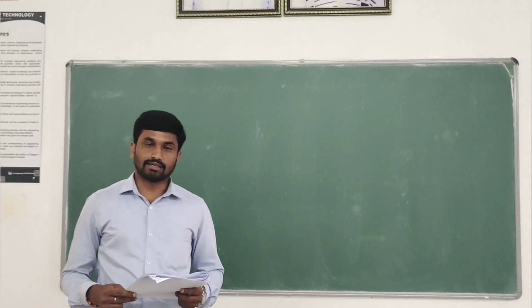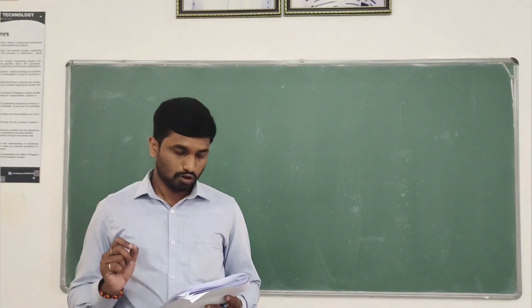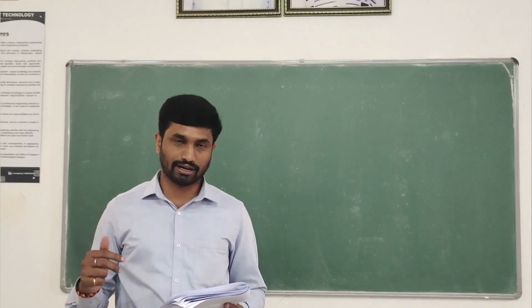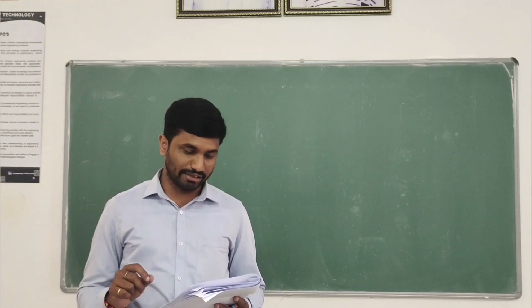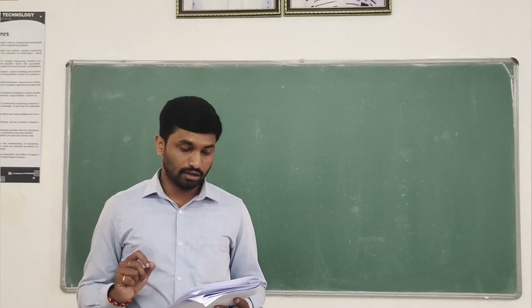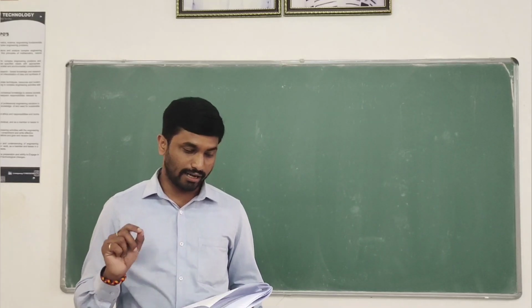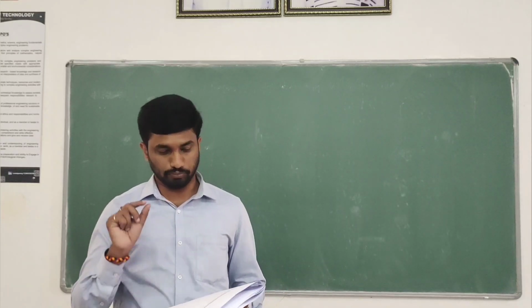Yes, let us start with the next problem. So in this particular problem, four coplanar forces acting at a point are shown in figure. I'll write that one. One of the forces is unknown and its magnitude is shown by P. The resultant has a magnitude of 500 Newton and is acting along x-axis. Determine the unknown force P.